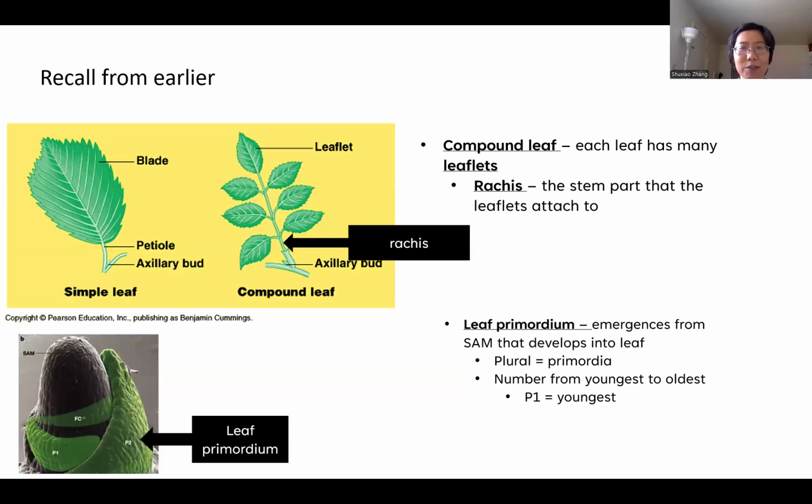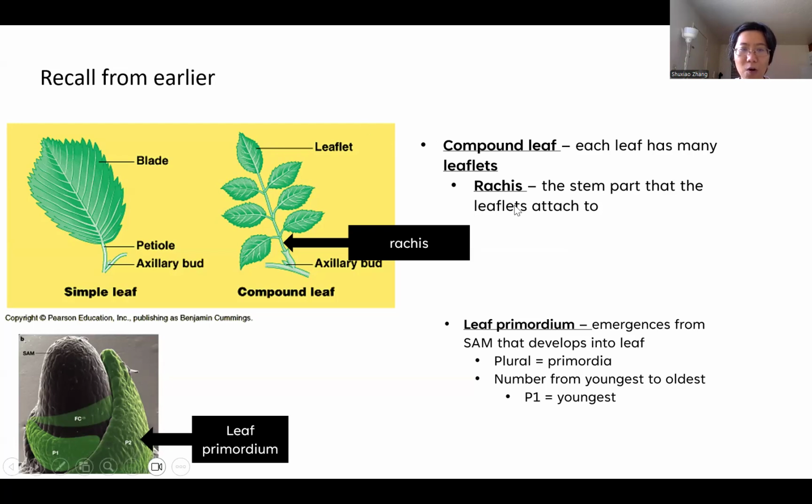Recall from earlier that we talked about compound leaves. And for compound leaves, each leaf has leaflets, right? Instead of one blade, you have many leaflets, each with their own blade. The central extension from the petiole, where all the leaflets attach to, is called the rachis, and this is the structure that you see with a pinnately compound leaf. You generally don't have a rachis with a palmately compound.